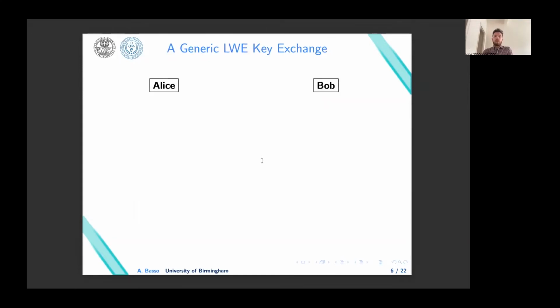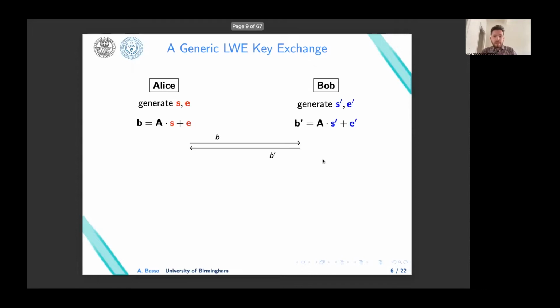Let's see now how we can use learning with error or any of its variants to create a key exchange. We have 2 participants, Alice and Bob, and they want to obtain a shared secret of some sort. Both participants start by generating their own secret and their own error vector. Then they generate a sample of the LWE problem, where for Alice B equals A times S plus E, and similarly for Bob. Then they exchange the vectors B and B prime.